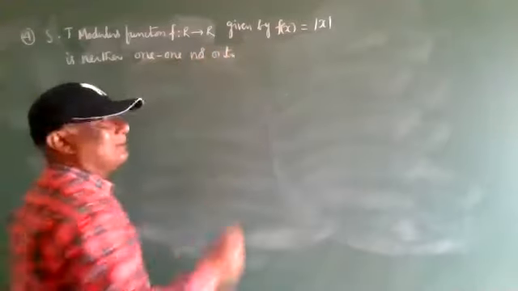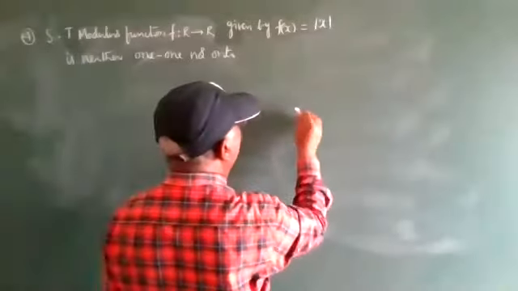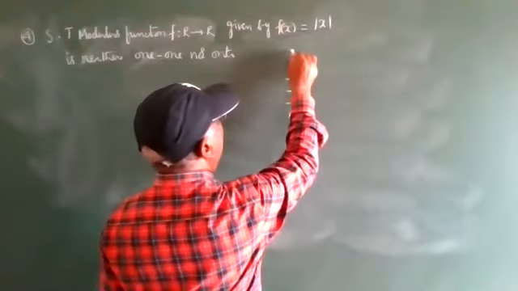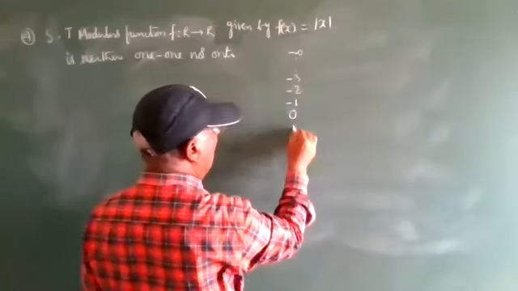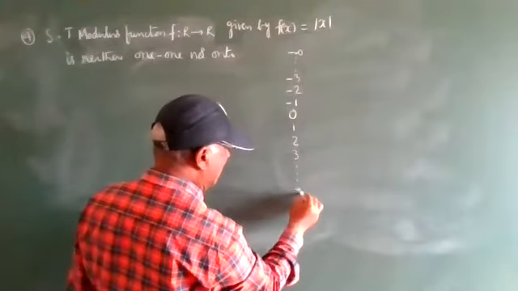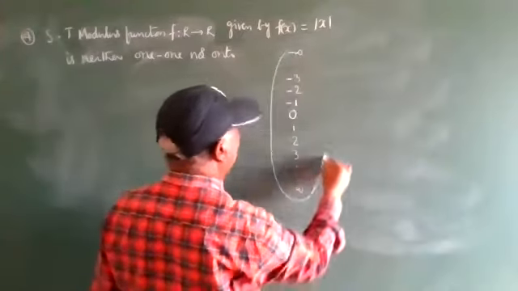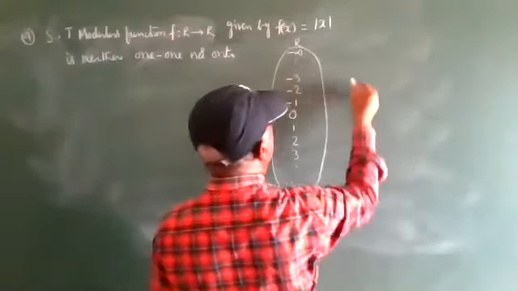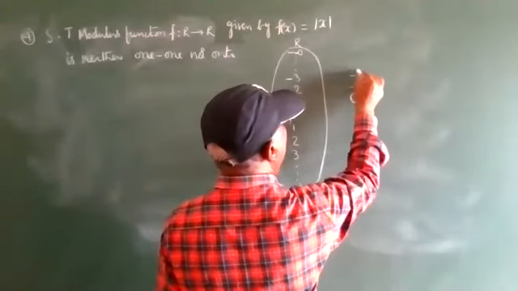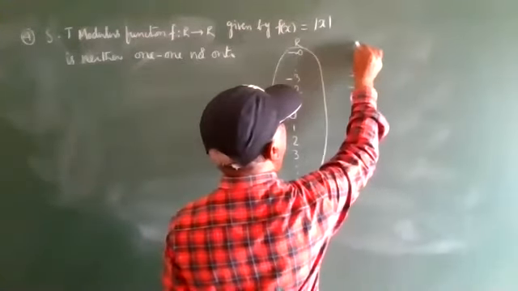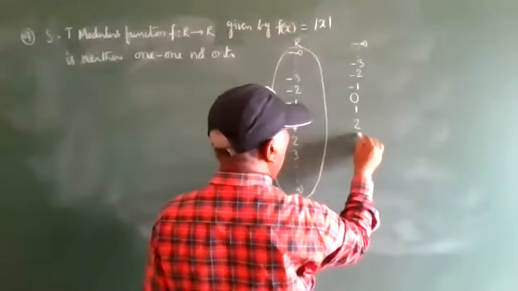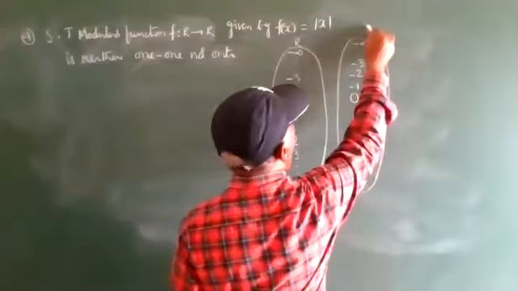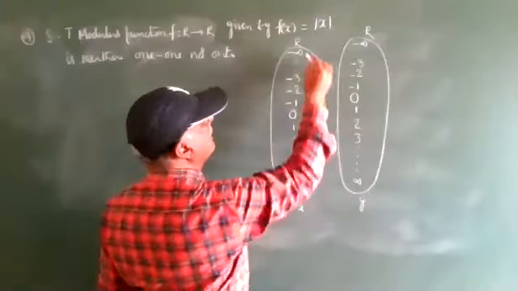I will write the real numbers: 0, minus 1, minus 2, minus 3, up to minus infinity, and 1, 2, 3, up to plus infinity. This is the domain set of real numbers, whose elements are x. Next, the codomain has the same elements: 0, minus 1, minus 2, minus 3, up to minus infinity, 1, 2, 3, up to plus infinity, represented by y.